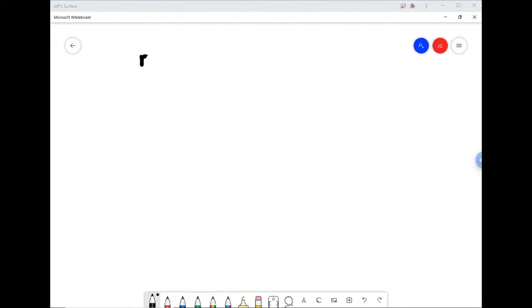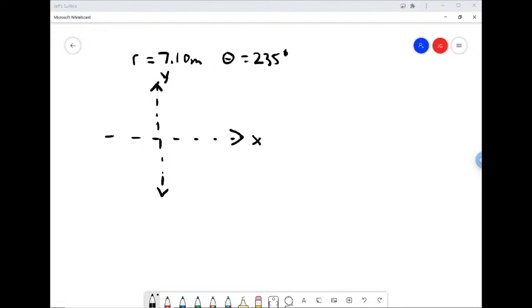And the situation we have is a vector that has magnitude r, 7.1 meters at a direction of 235 degrees. So if I were drawing this, what would it look like? Let me draw coordinate axes. Here's my y-axis. There's my x-axis. So this vector r points down and to the left, something like that.